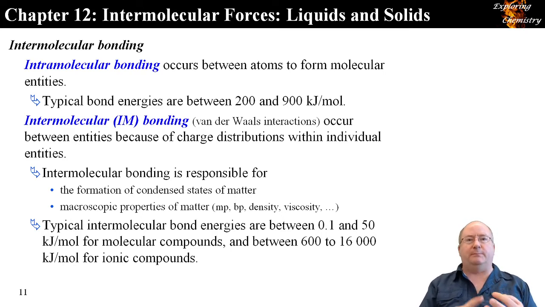Intermolecular bonding is responsible for all of the macroscopic properties of matter that you see. Melting point, boiling point, density, viscosity. Any property that you can measure of matter is a result of intermolecular bonding. Those bond energies are between 0.1 and 50 kilojoules per mole for molecular compounds, and between 60 and 16,000 kilojoules per mole for ionic compounds. And we're really going to break this up to talk about intermolecular bonding in molecular compounds first, and then ionic compounds after that.